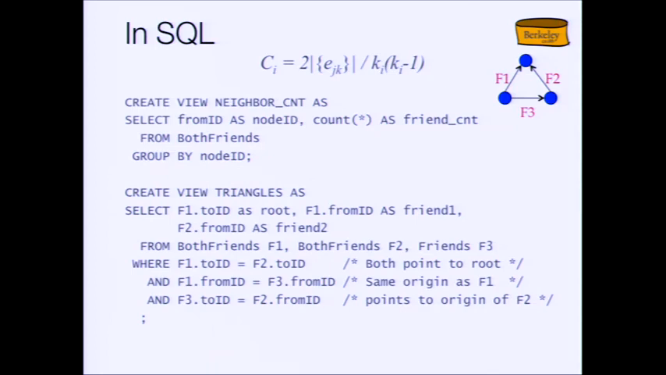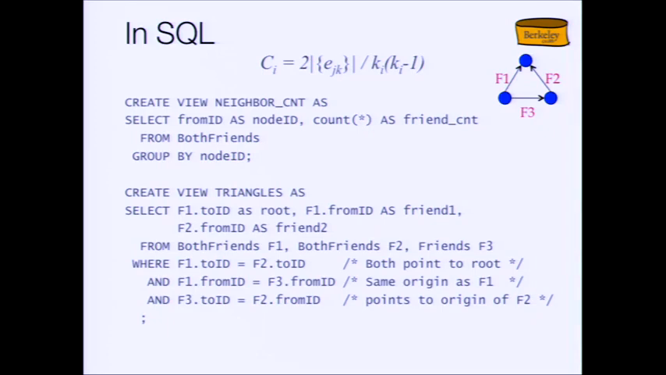So let's be clear. F1.toID, the endpoint of this edge and the endpoint of this edge are both the same. They're both root, and they're equal to each other. F1.fromID, which is down here, equals F3.fromID. So these are both coming out of friend 1. And F3.toID, the end of this arrow, equals F2.fromID. Then we've constructed this triangle. Make sense? And if you do this for all the possible roots, you will get all the possible triangles, which is what we're doing. Okay?